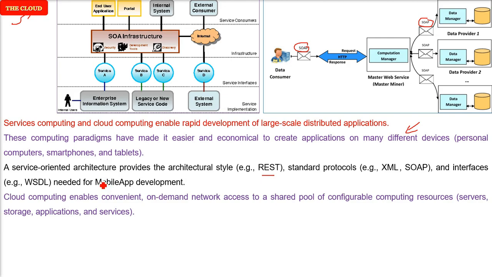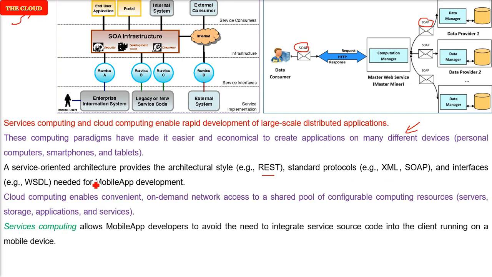And coming to the cloud computing, now this is an on-demand network access, on-demand, the software or the platform or the infrastructure. So on-demand network access to a shared pool of configurable computing resources you can get, for example, server, storage, applications and services. So this services computing allows us as a developer to avoid the need to integrate service source code into the client running on mobile devices. So you don't need to do that, because there is already a service oriented architecture. You just have to make it and put it on the layer above it. The service is already there, right?